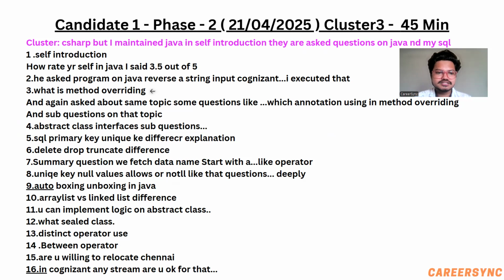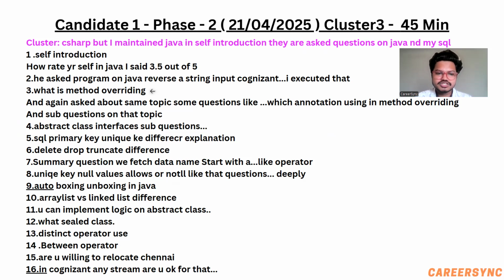What is an abstract class and an interface? Sub questions. In SQL: primary key, unique key and the difference, and the difference between delete, drop, and truncate. And some questions: fetch data where the name starts with A, using the LIKE operator. Unique key allows null, primary key does not, questions like that in depth. He has not given the proper details, but you can understand what questions they are asking.